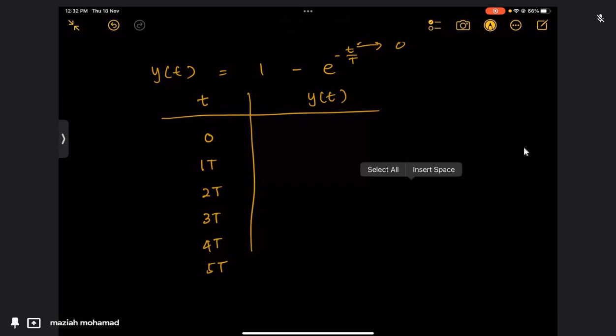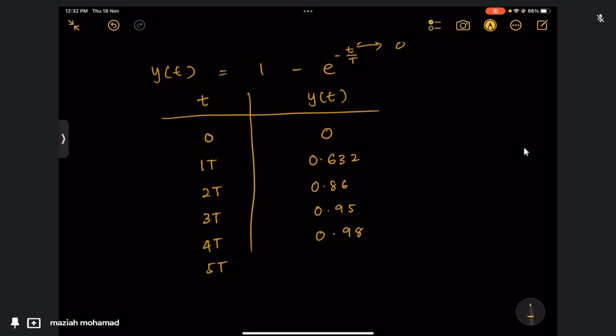Okay, what will be the value for 0? 0. 1t? 0.63. 2t? 0.86. 3t? 0.95. 4t? 0.98. 5t? 0.99. Yes, because this is standard.